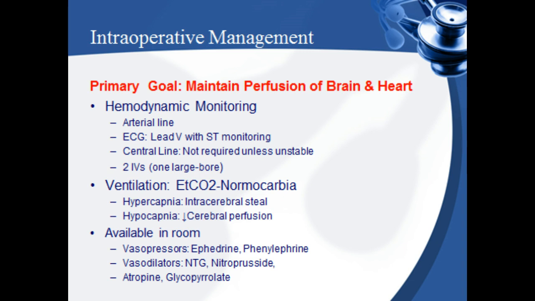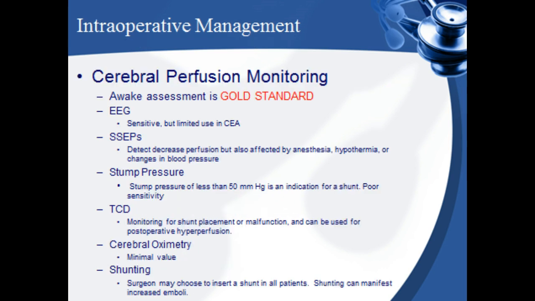Now, what you want to have available in the room are your vasopressors, primarily ephedrine and phenylephrine, and your vasodilators, nitroglycerin and nitroprusside. You also want to have atropine and glycopyrrolate. Under cerebral perfusion monitoring, the awake assessment is the gold standard. It's also the simplest, most cost-effective, and most reliable method.